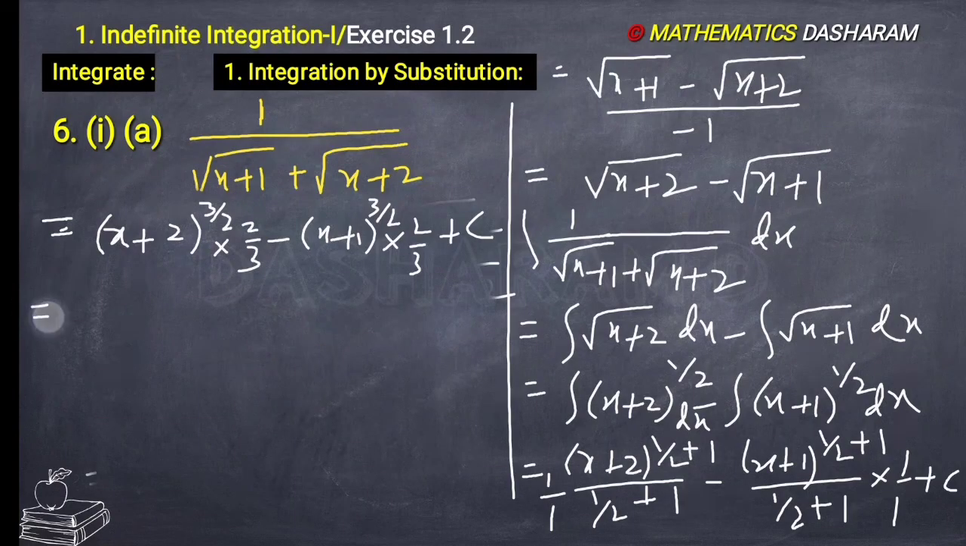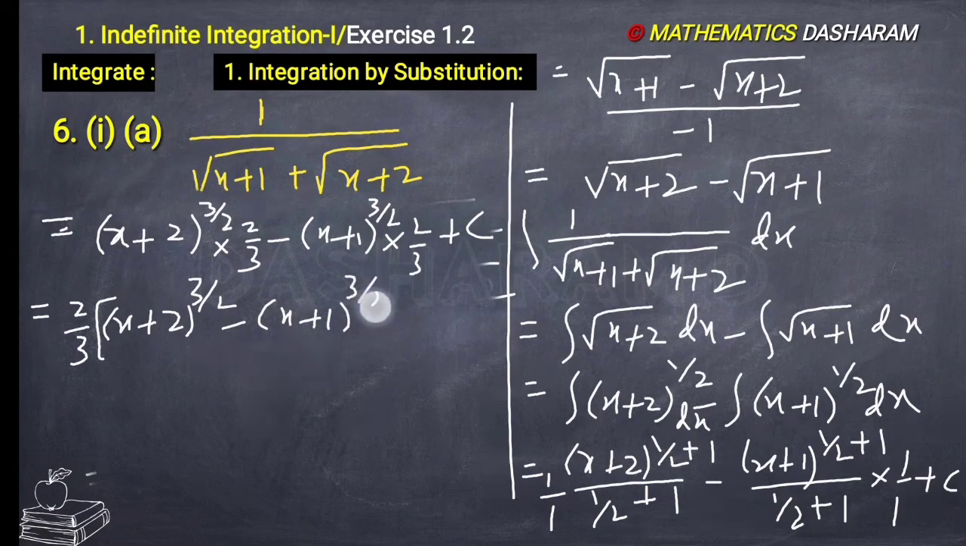So now take the 2 by 3 common. So (x+2)^(3/2) minus (x+1)^(3/2) plus c is our required answer.